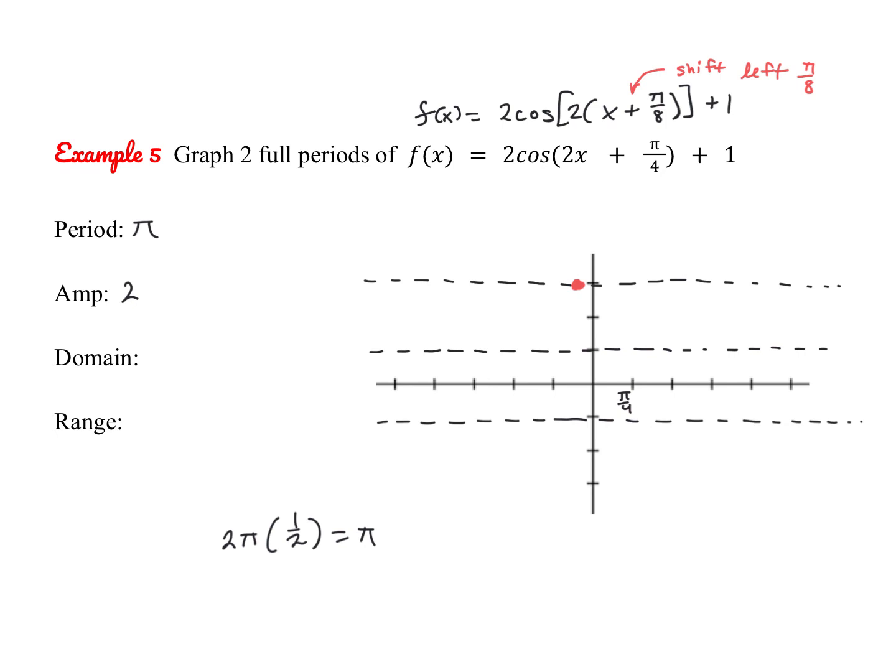Just be careful, you're still going like a full tick mark, but you have to estimate halfway in between. So we'd go 1, 2, 3, 4. And then we could go 1, 2, 3, 4. So here we have 2 full periods of our graph.